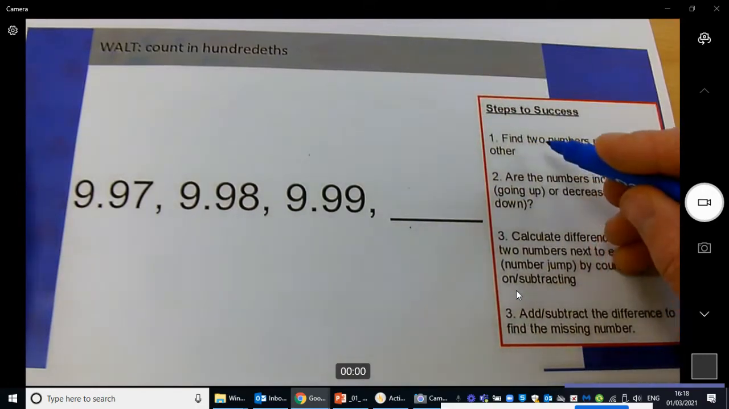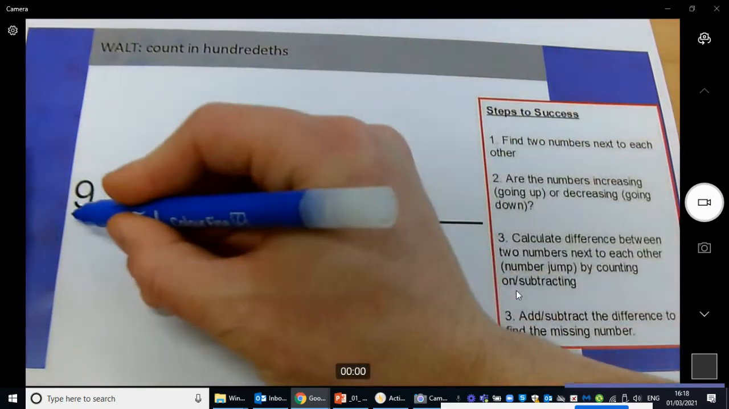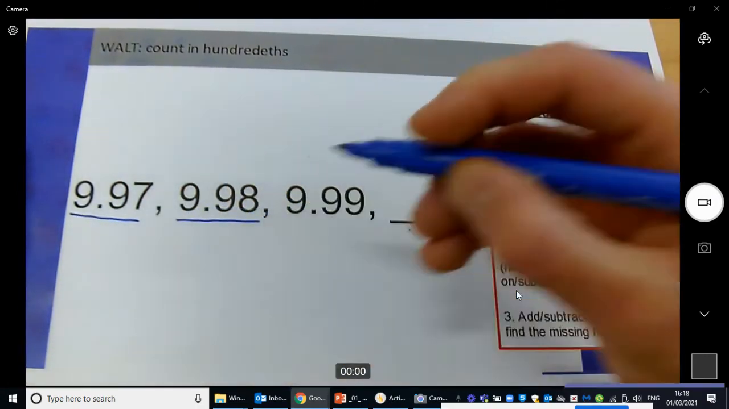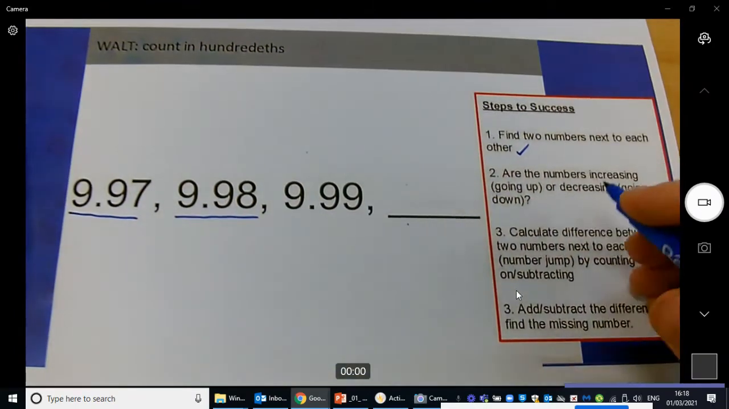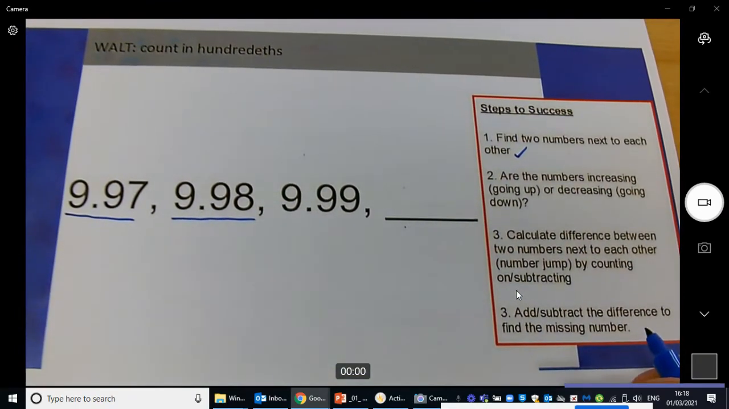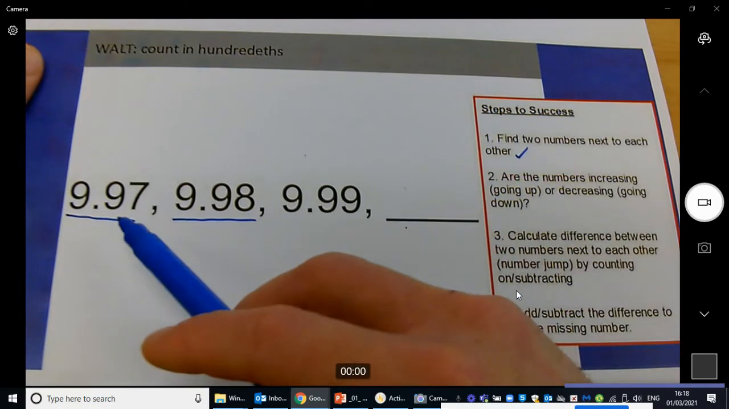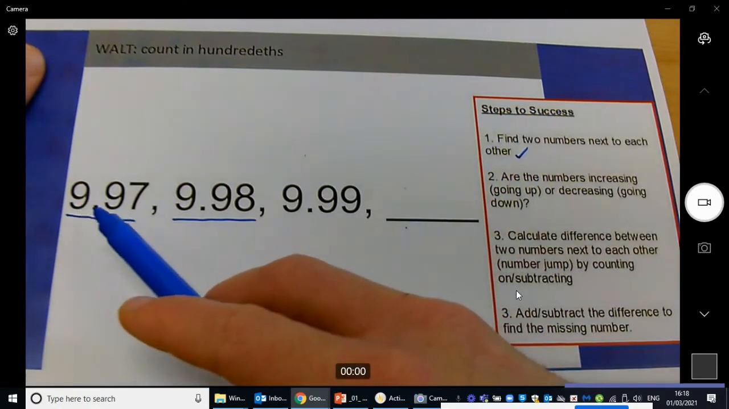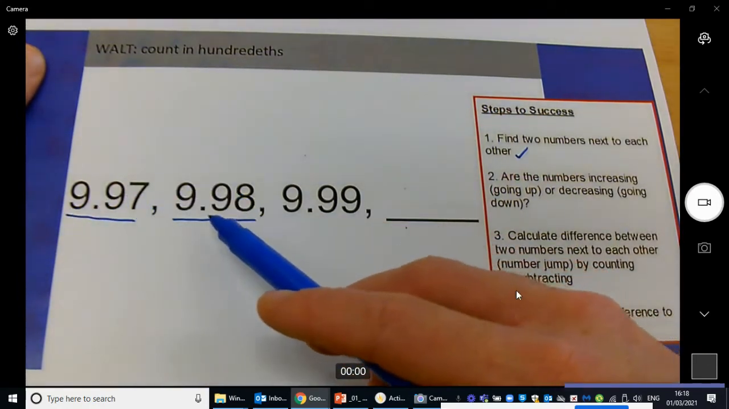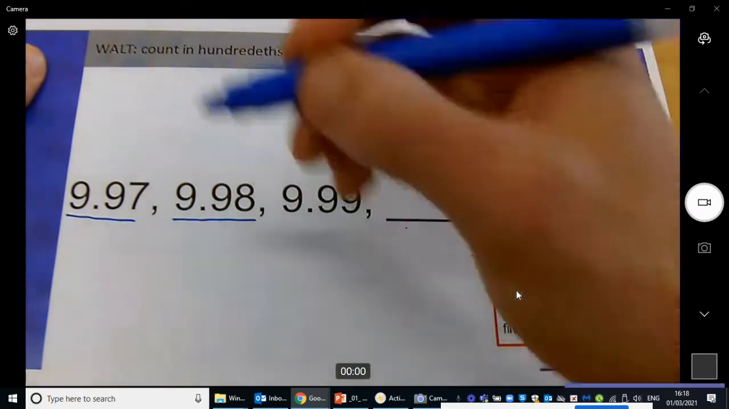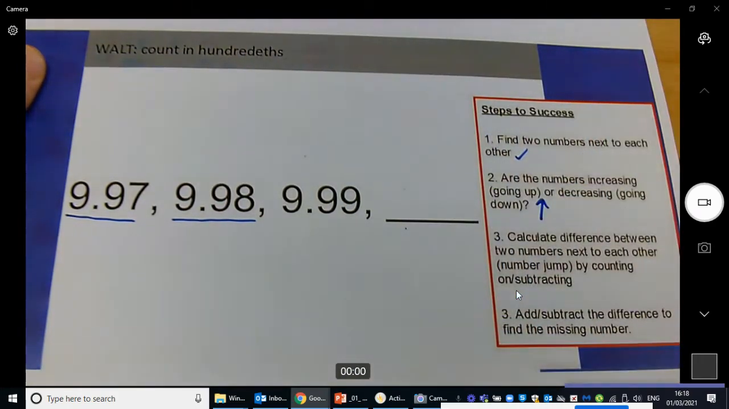So once again, find two numbers next to each other. I'll go for these two there. Are the numbers increasing or decreasing? Well, we know what those words mean now. We've used them enough. 9.97, 9.98, 9.99. We can definitely tell that they are increasing.